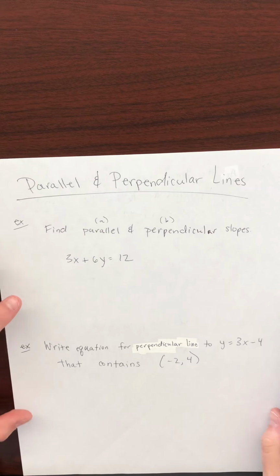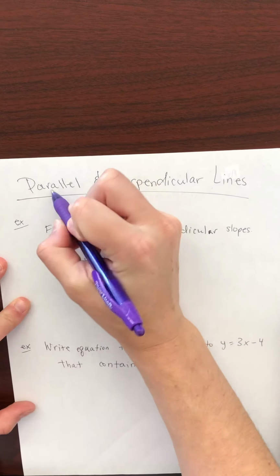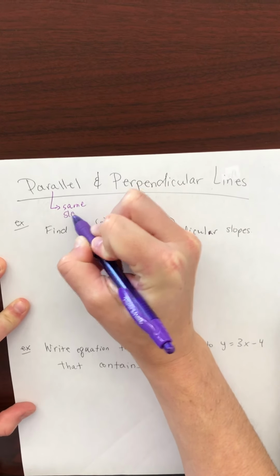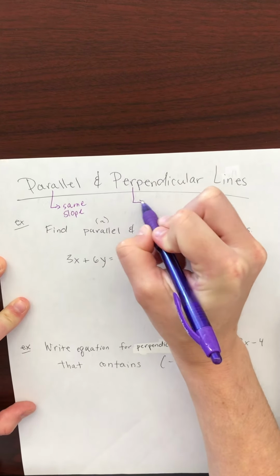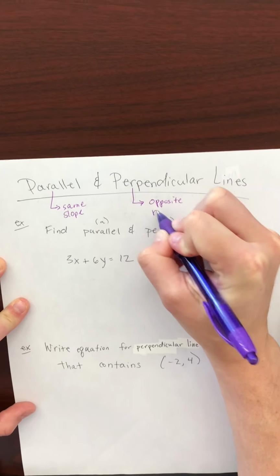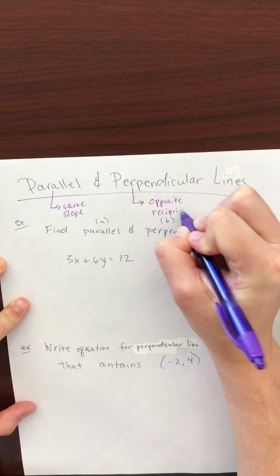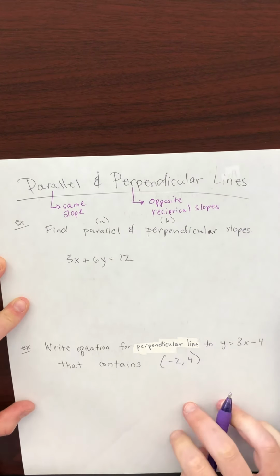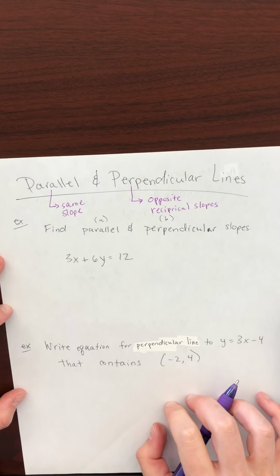All right, parallel and perpendicular lines. Parallel lines have the same slope, and perpendicular lines have opposite, so opposite sign, and reciprocal, meaning you flip it. They also multiply to be something. Try and figure that one out in the homework. All right, here we go.